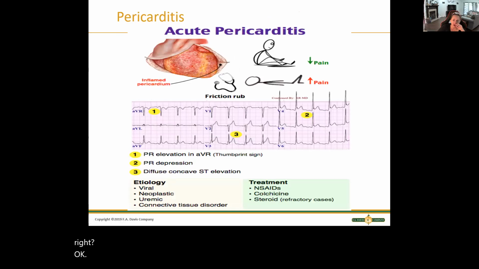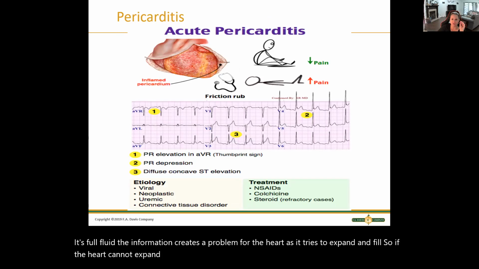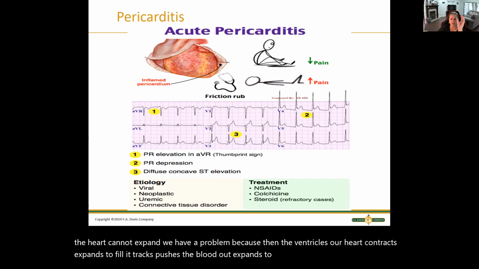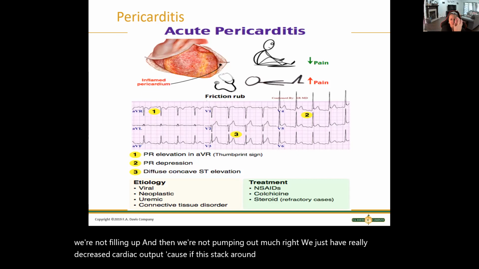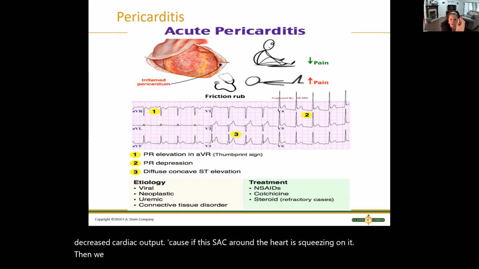Okay. So acute pericarditis, this is inflammation of the pericardium. That's that sac that surrounds the heart. It's full of fluid. The inflammation creates a problem for the heart as it tries to expand and fill. So if the heart cannot expand, we have a problem because then the ventricles, our heart contracts, pushes the blood out, expands to fill up. So if we can't expand out, then we're not filling up and then we're not pumping out much, right? We just have really decreased cardiac output because if the sac around the heart is squeezing on it, then we really just can't get much out, right?